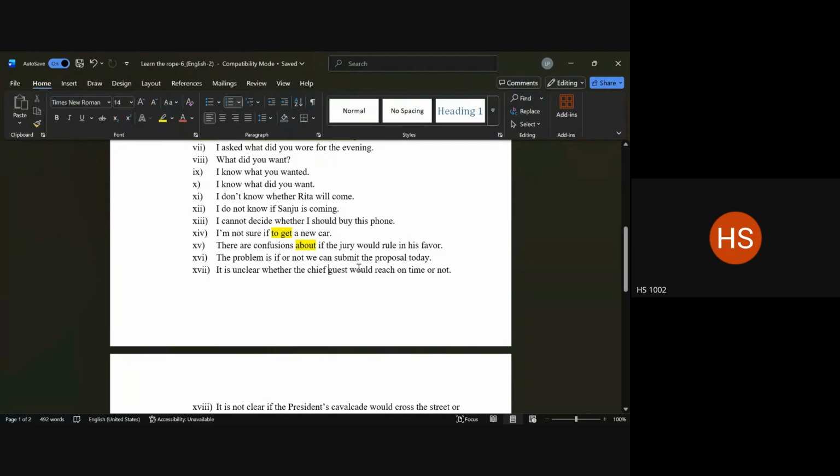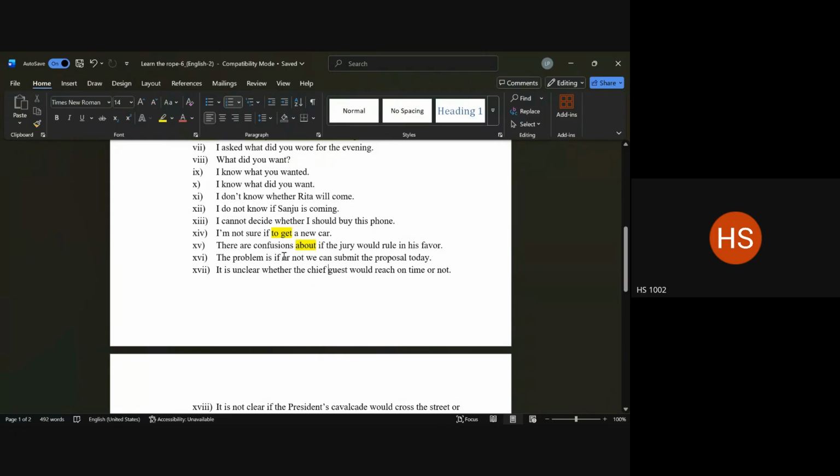Now, the third condition that restricts our use of if or whether is this one: or not. Right? This clausal structure, or not. Usually, if this or not is present between the two clauses, that is between the principal and the subordinate clause, then the choice is whether, again in this case.